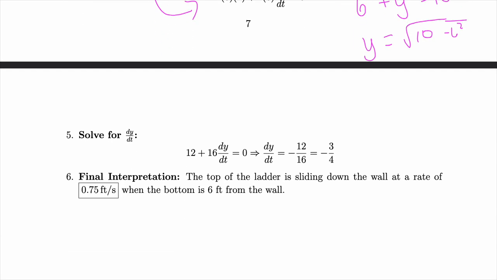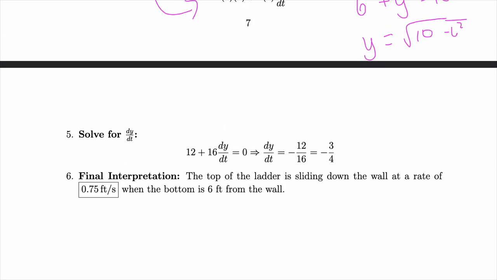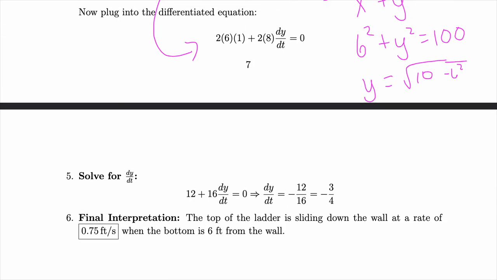Now let's move on. Actually, let me make it so you can see that. Okay, now we're going to take this equation here. We are going to simplify, and then isolate and solve for dy/dt. Again, not going to go through the algebra in depth, but feel free to pause the video and do it on paper. Then we would get dy/dt equals -3/4.